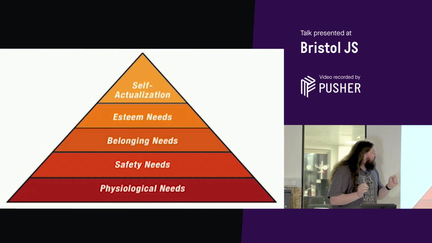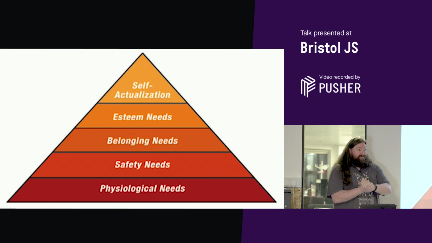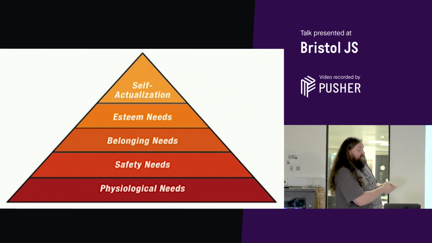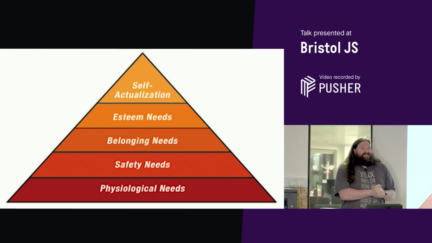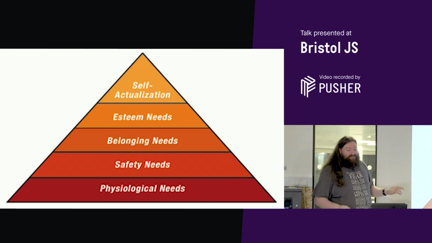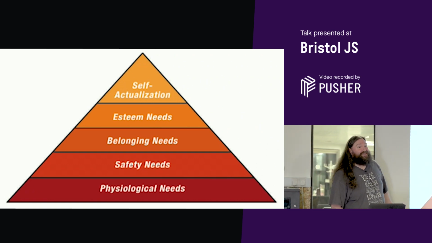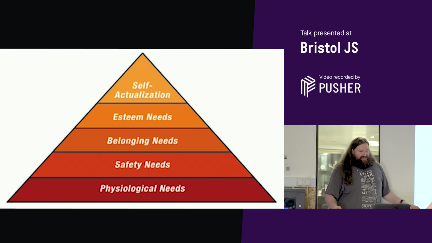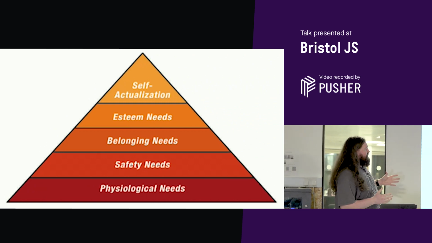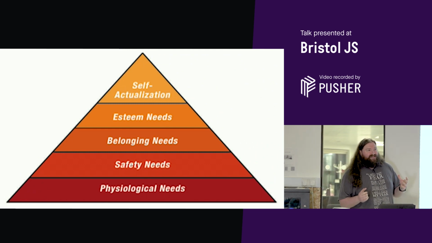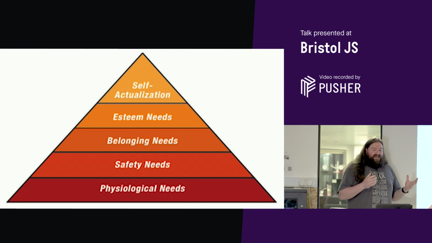So, is anyone familiar with Maslow's Hierarchy of Needs? Lots of nods, good. So it's a theory of psychological development proposed by Abraham Maslow in, check notes, 1943. And he believed that needs had to pass through different phases to meet what humans required.